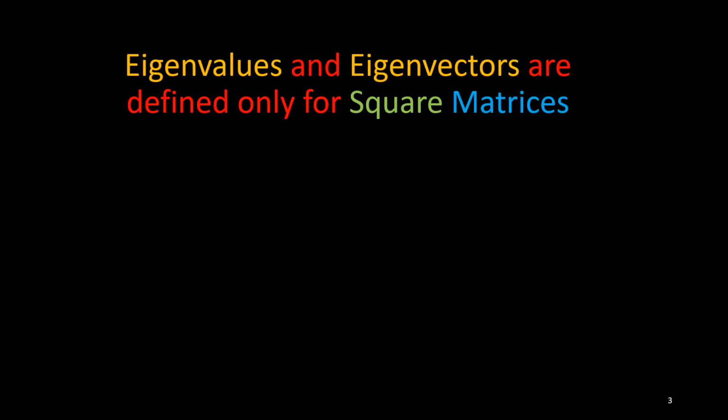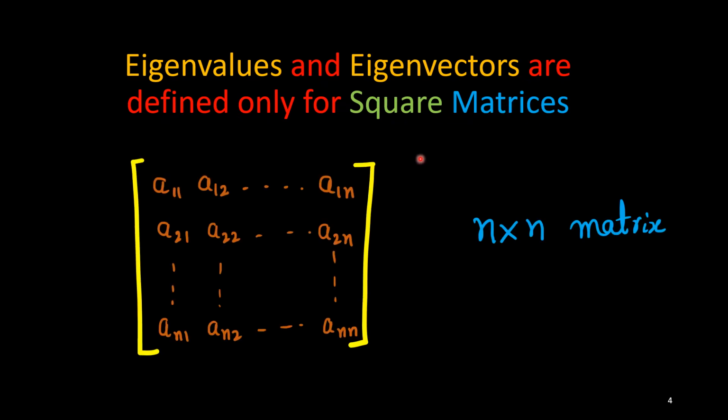So let us start. Eigenvalues and eigenvectors are defined only for square matrices. So this is important that it should be only for square matrices. For rectangular matrices, it is not defined at all. So here I have shown one n cross n matrix.